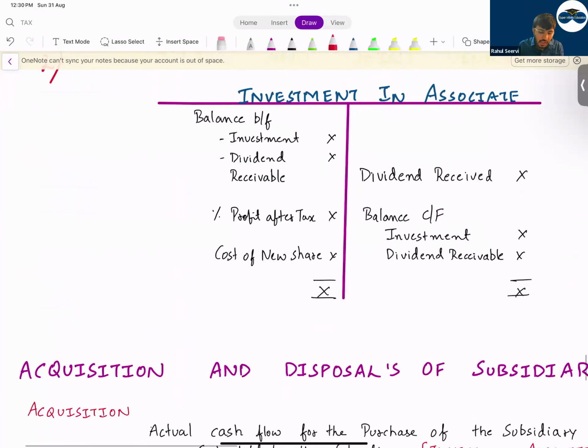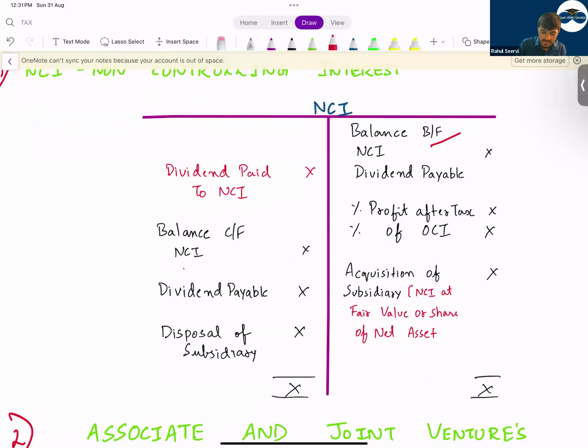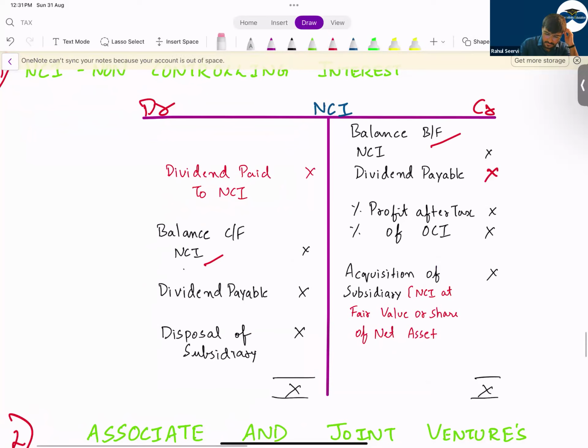Now see here, everyone. Non-controlling interest. For non-controlling interest, its balance is on the credit side, so we write down credit. So balance brought forward, whatever is the balance for NCA, you bring forward and carry forward the value of the NCA. Then what do we do? Dividend payable, you will take that amount. What is the first thing you do? See, first ignore this. Do not consider this.